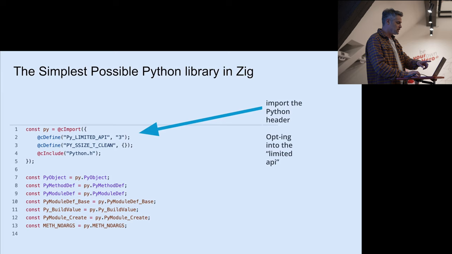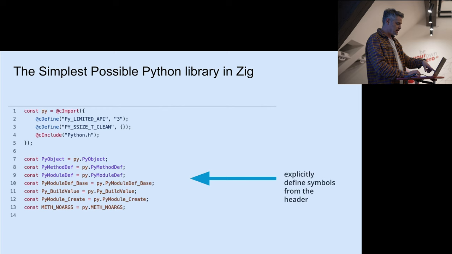So, first thing here, first five lines, we're importing the Python header, opting into that limited API, which is the thing I mentioned before, which is guaranteed to be stable across the different versions. Then here, I'm just explicitly defining some symbols from the header that I'm going to use. And those are all nicely documented in the Python docs.